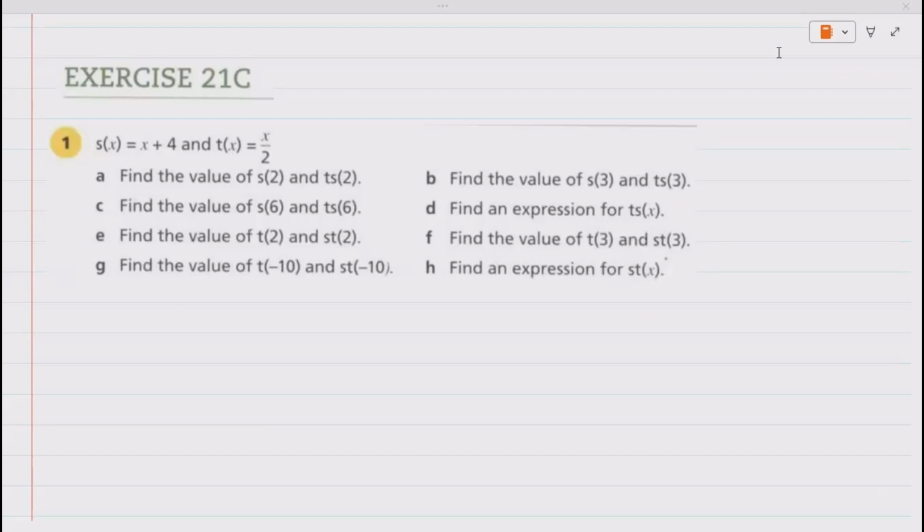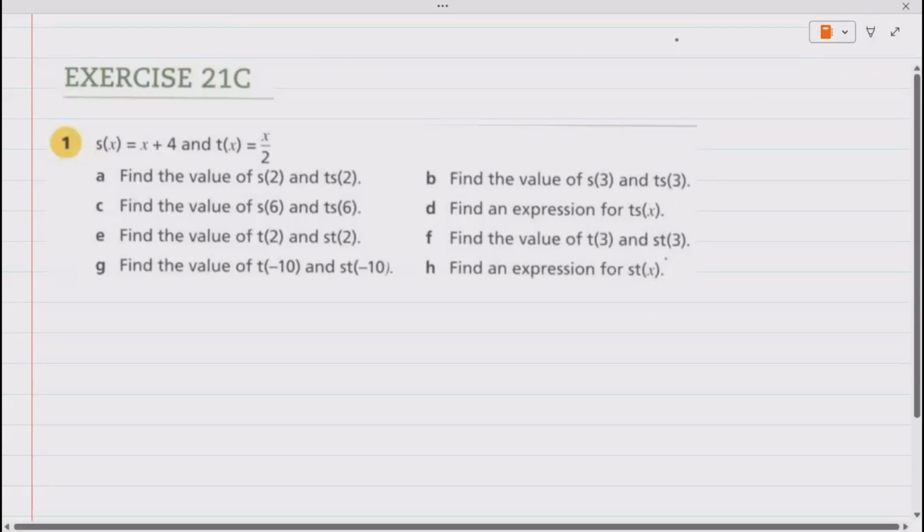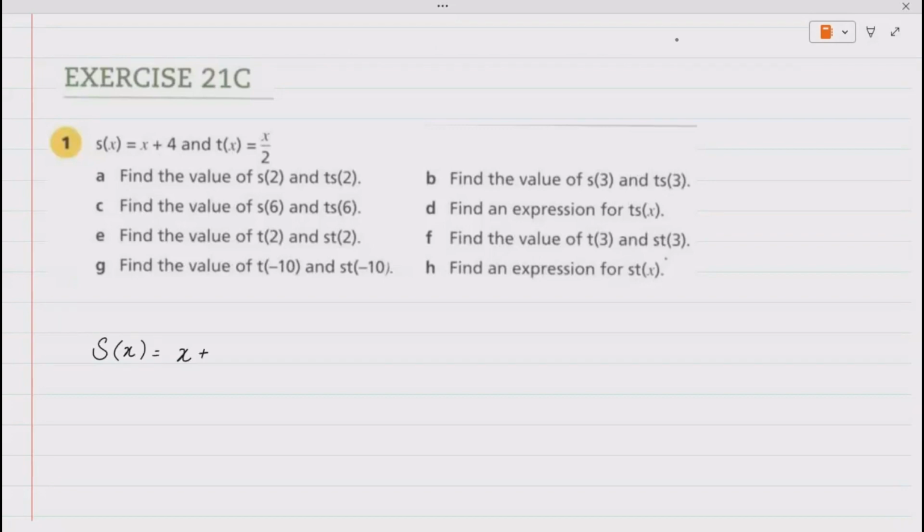So now let's start exercise 21C. Our first question: we are given S of x, which is x plus 4, and another function, T of x, which is x upon 2. In part A, we have to find the value of S2 and T of S2. For S2, we put 2 in place of x, so 2 plus 4, this is 6. And then T of S2.